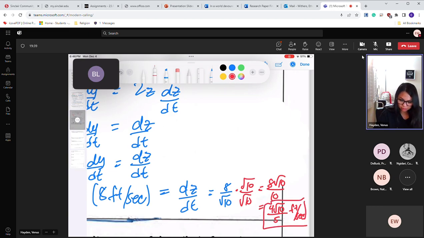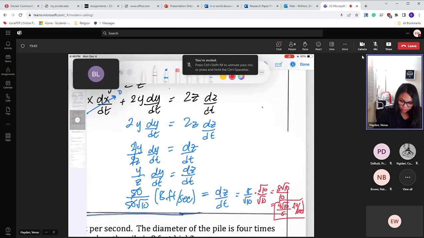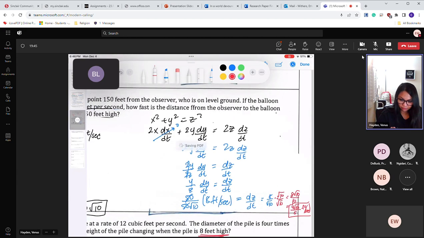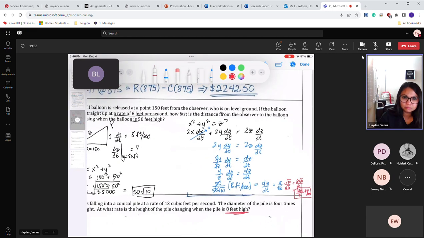That will be your dz/dt, the rate at which the distance from the observer to the balloon is increasing when it's 50 feet high.